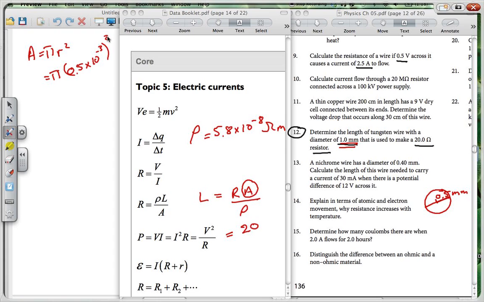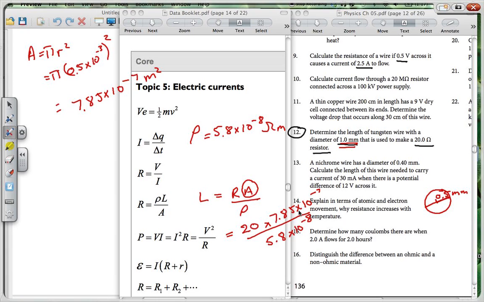We're going to have shift pi times 0.5 exponent negative 3 squared. And we get a value there of 7.85 times 10 to the negative 7, and that will be meters squared. So I can put that in here. That's going to be my value. I'm going to multiply 7.85 times 10 to the negative 7, and I'm going to divide that by my rho, which is 5.8 times 10 to the negative 8.